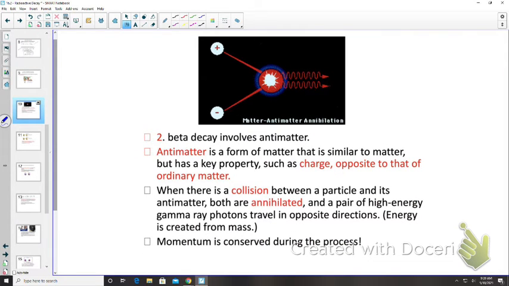Physicists also came to the conclusion that beta decay involves antimatter. So antimatter is a form of matter that is similar to matter, but it has a key property, such as charge, which is opposite to that of ordinary matter. Okay, so today we talked about the electron, and the piece of antimatter for the electron anyways, is going to be the positron. Okay, so if an electron and a positron come into contact, they will annihilate one another, and it will result in a pair of high energy gamma rays traveling in opposite directions.